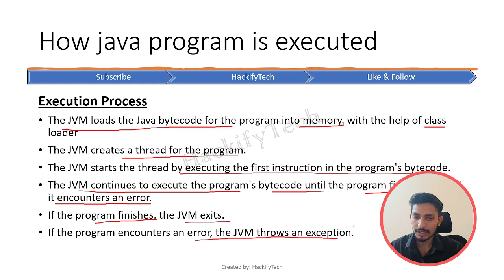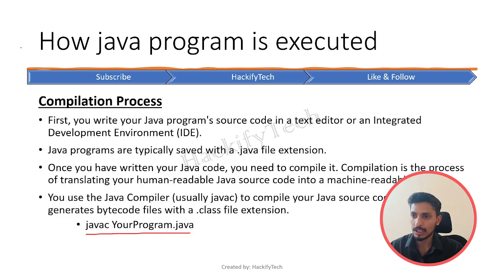If there is any error, then we can go back to the source code and modify it. Again we have to compile it and execute it. So this was the answer for your first question: how Java programs are executed.